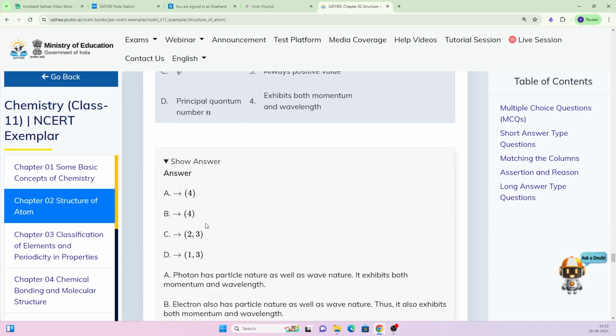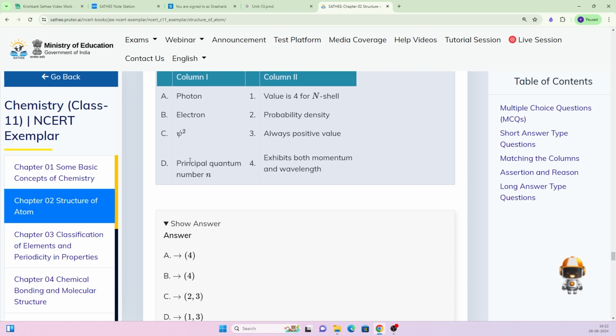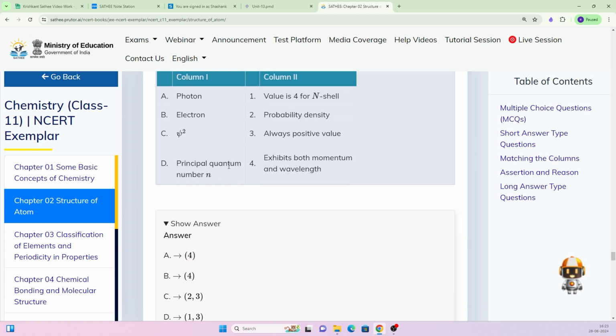So let us see. It is the same thing given. A is 4, exhibits both momentum and wavelength. B is also 4. C has a value of 2 and 3. D is 1 and 3. So 1 and 3 both are correct. Acha, 3 is also correct. Always positive value.